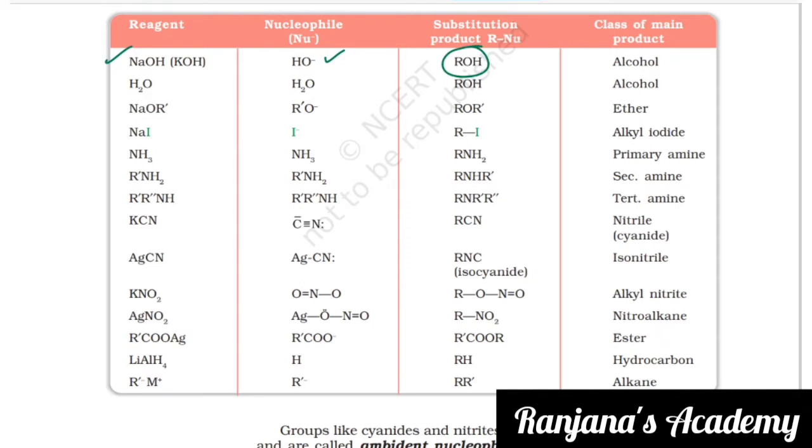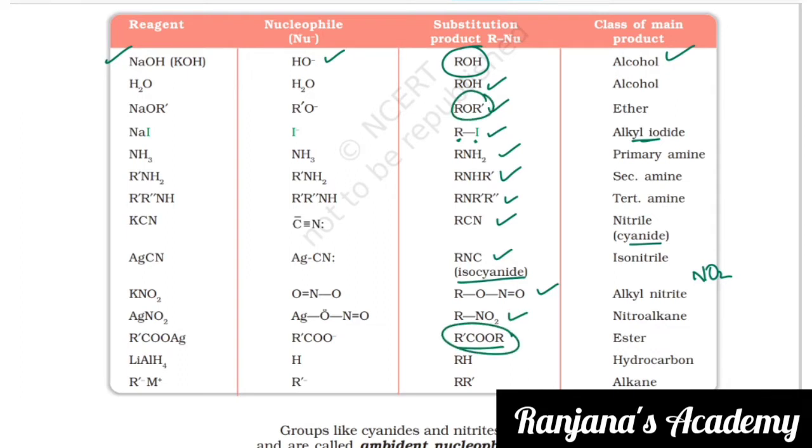The halide will go off, right? So the class of main product is alcohol. What is the product you are getting? Based upon that you have to write. So here it is an alcohol, here it is an ether, here it is an alkyl iodide. You have an alkyl group and iodine, so it's iodide. And primary amine is formed, secondary amine, tertiary amine, then nitrile group, or a cyanide also you can call it, CN means cyanide. Then RNC, which is isocyanide. Then alkyl nitrite, because an O2 is there. Nitrite. And nitroalkane, you have to understand this is ether and this is ester.